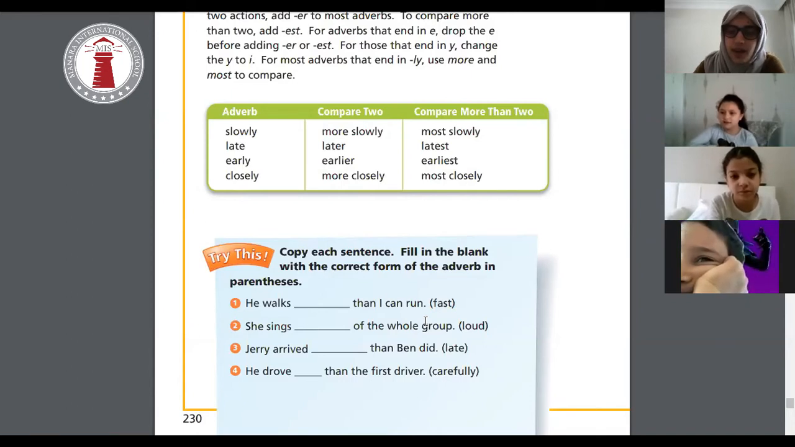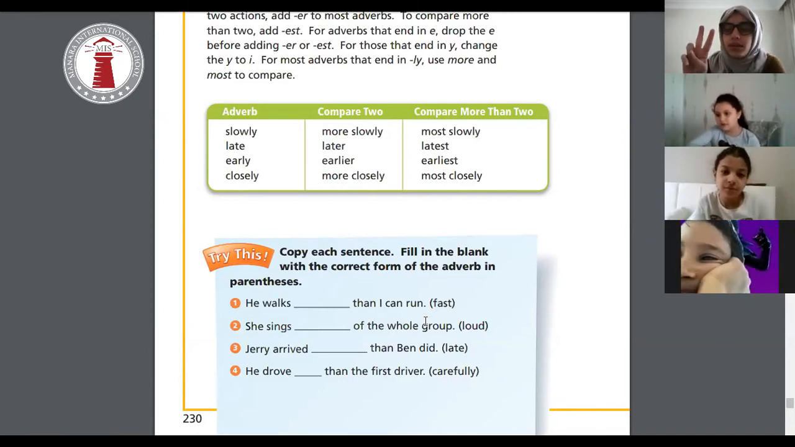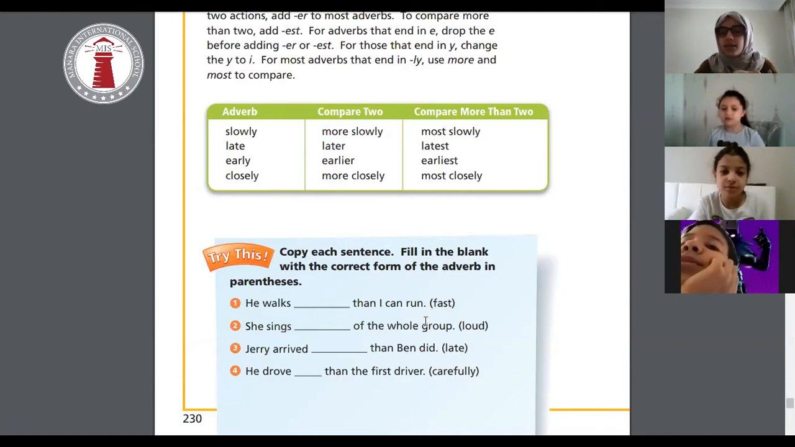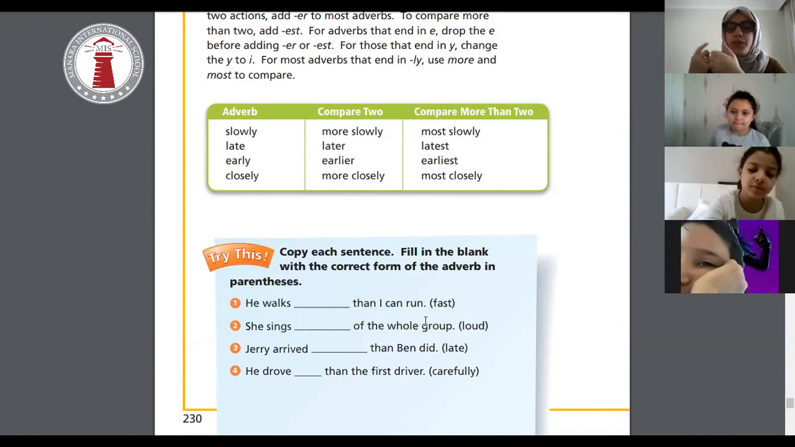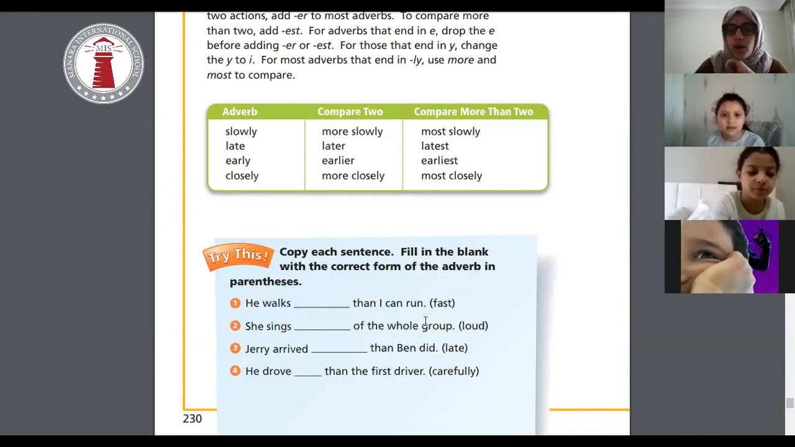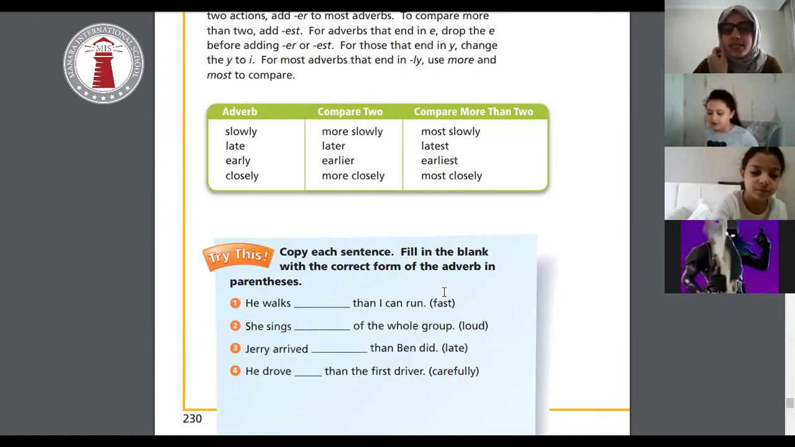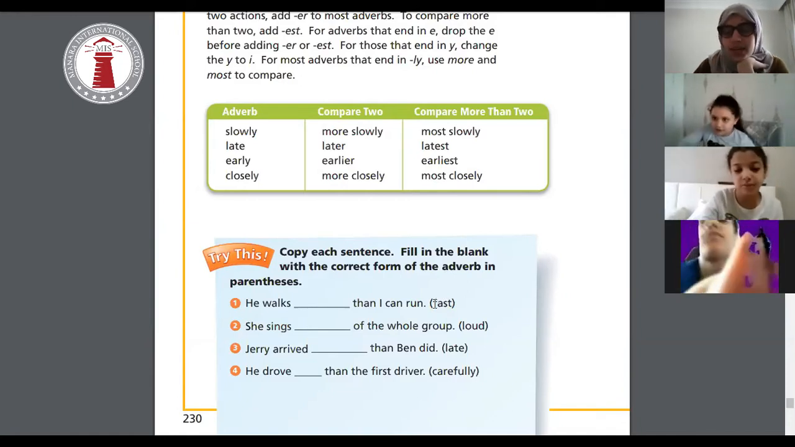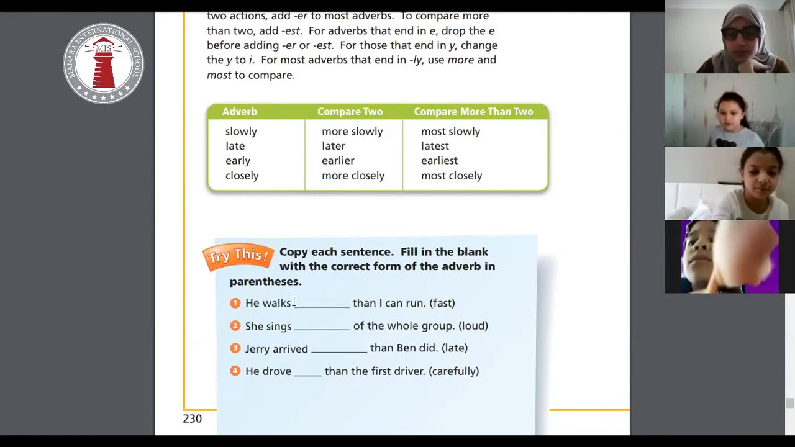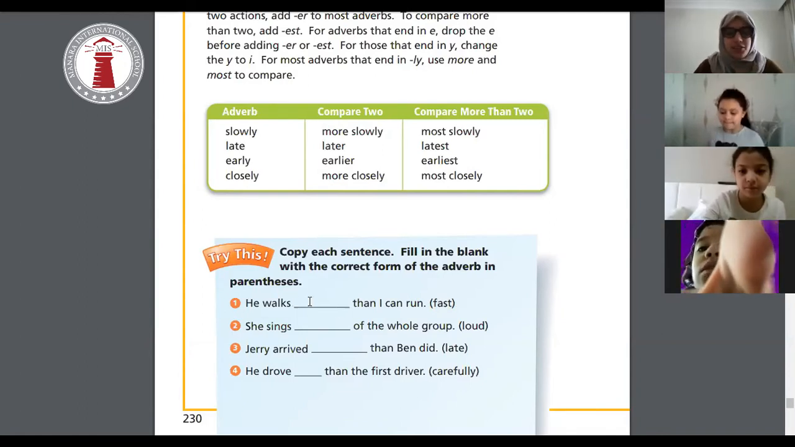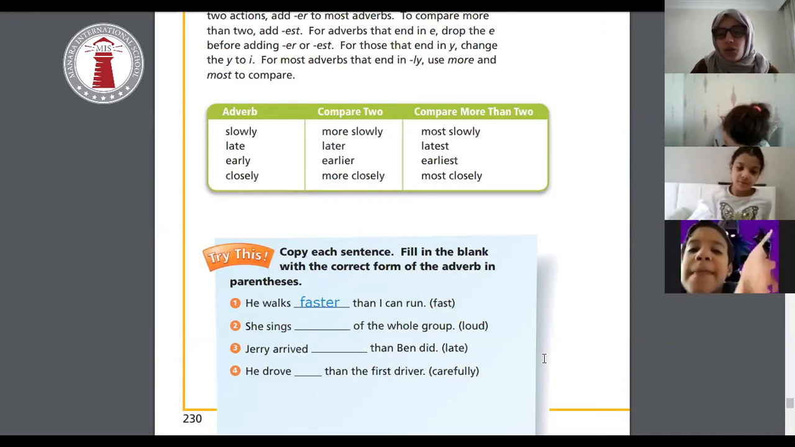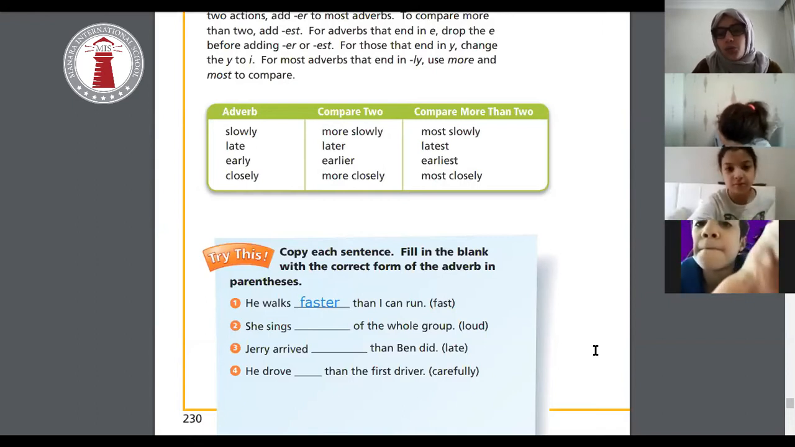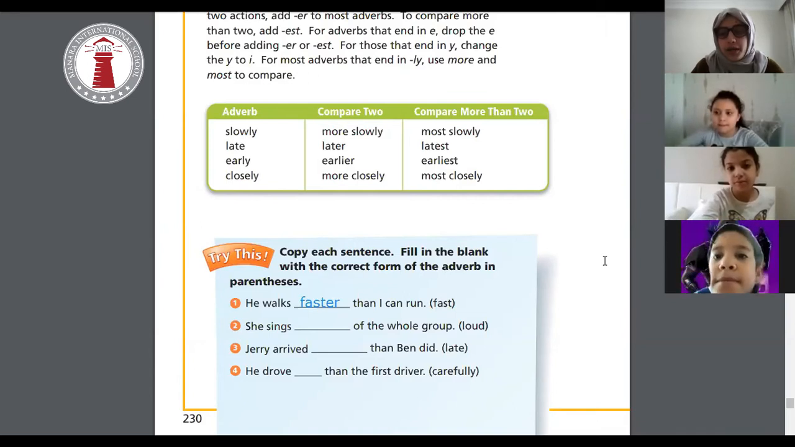Est. Are we comparing between two things or three? He walks, I can run. So we're comparing between he and I, right? Two. So when you're comparing two, you only need to add er. So again, you need to add er or est? Er. And how do you say it after you add er? Faster. Excellent job, Rena. Faster is the way to describe or compare between how both people were walking. Thank you, Rena.